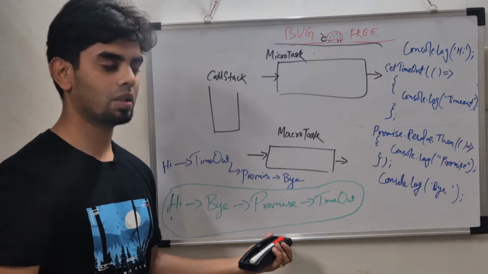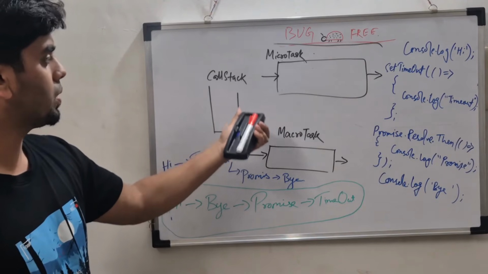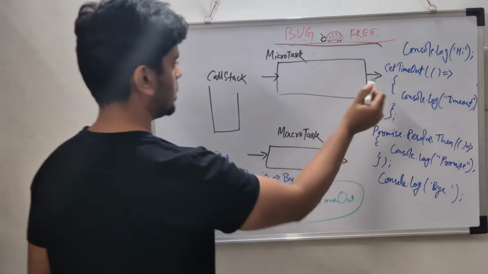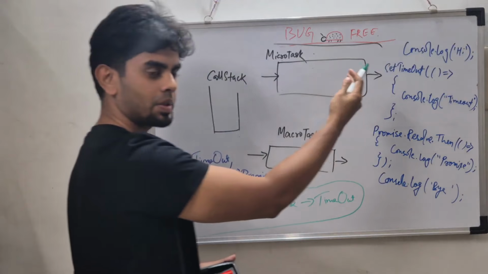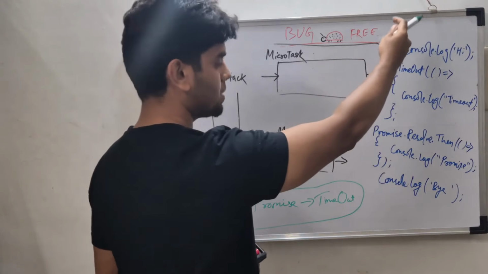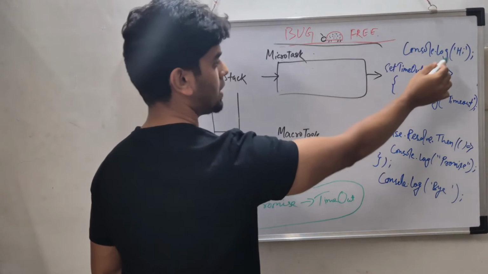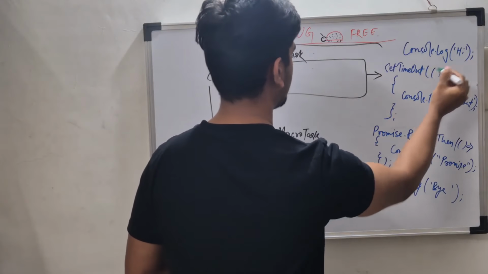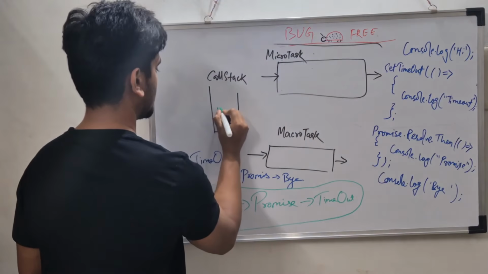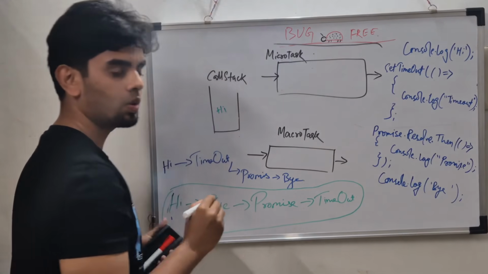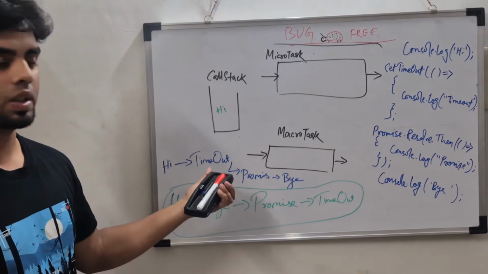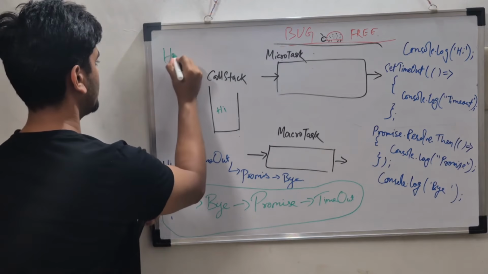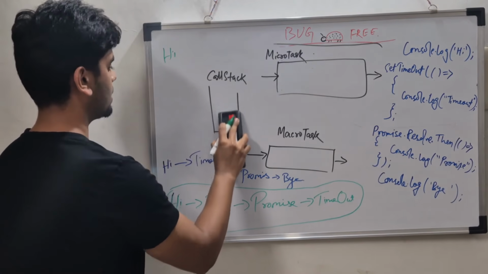How is this getting printed? Let's see with this call stack, microtask and macrotask. As I said, JavaScript is a synchronous language. It will always start from the start. So it will come to the first line, console log hi. This code will get pushed to the call stack, and whatever code comes to the call stack gets executed next. So the hi will get printed. Now the call stack is clear.